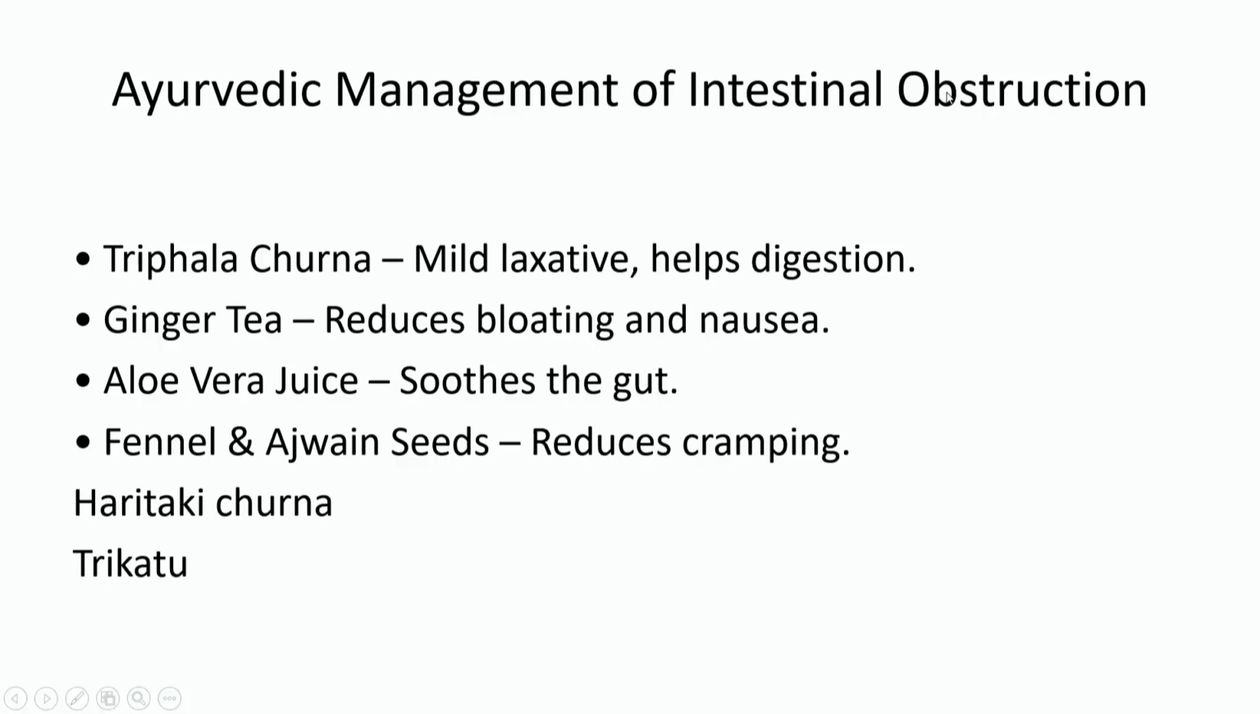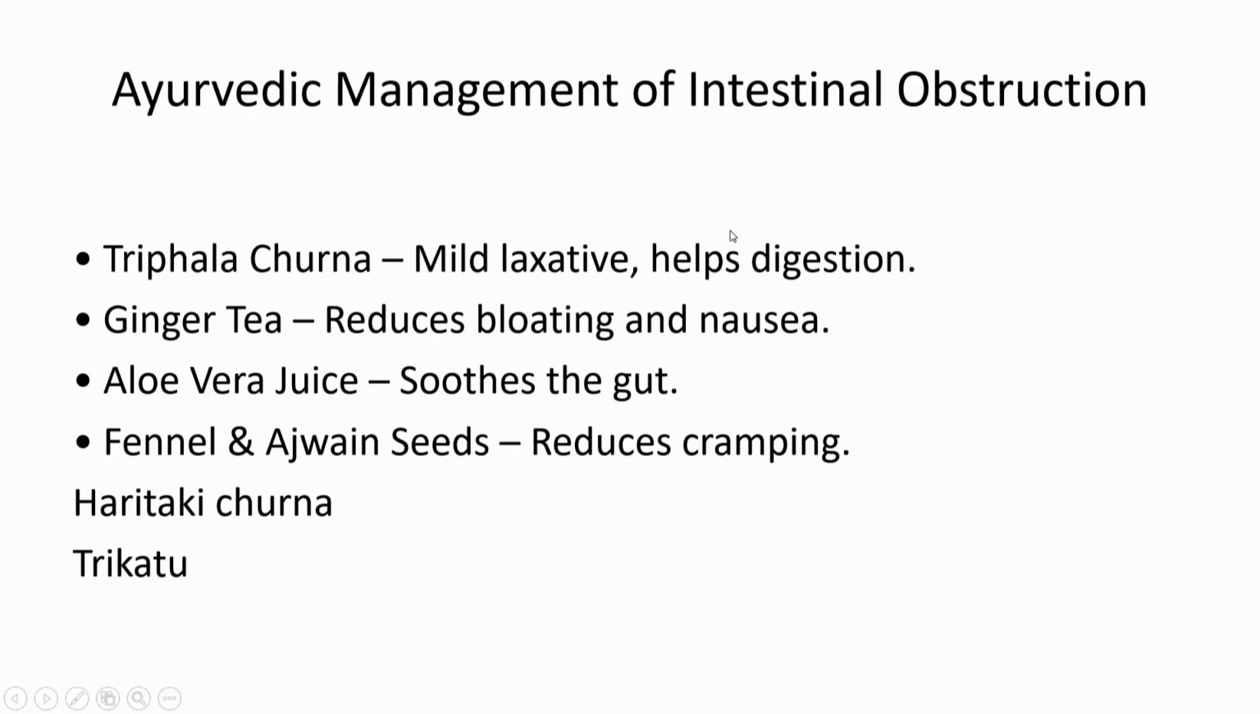Ayurvedic management of intestinal obstruction. So, Triphala churn, ginger tea, aloe vera juice, fennel and ajwain seeds. These things are used in both constipation and obstruction because they only help in symptom management. What is the symptom? Hard stool, gas is not passing. In Ayurveda, the principle is that if your digestion is not proper, constipation will happen. And here the obstruction is there. The obstruction removal is a great challenge. Something has to be done by the medical people.